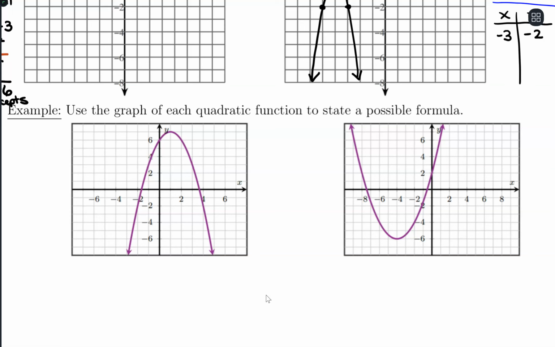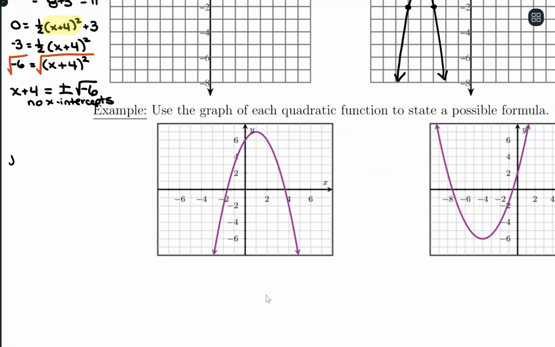With these, I'm not going to use the factored form because those x-intercepts are landing in kind of messy spots. So what I'm going to do is use the vertex form. As a reminder, our vertex form is a times x minus h squared plus k. So in this first graph, our vertex is the coordinate 1, 7.